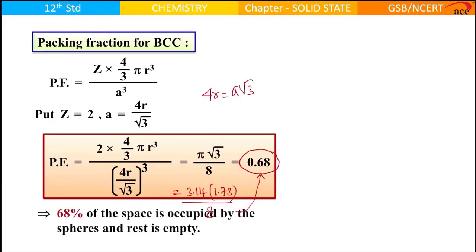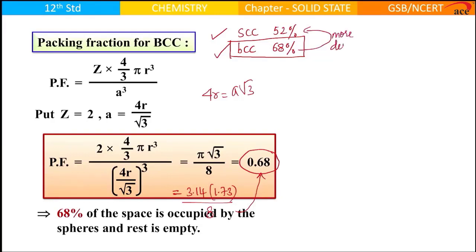So if you remember SCC, the space occupied was 52% and BCC space occupied now is 68%. That means BCC is more packed. So we say BCC solids will be more dense. So all those metals which are present as BCC and all those metals which are present as SCC in solid state, metals with BCC will be denser than those metals with SCC type of arrangements.